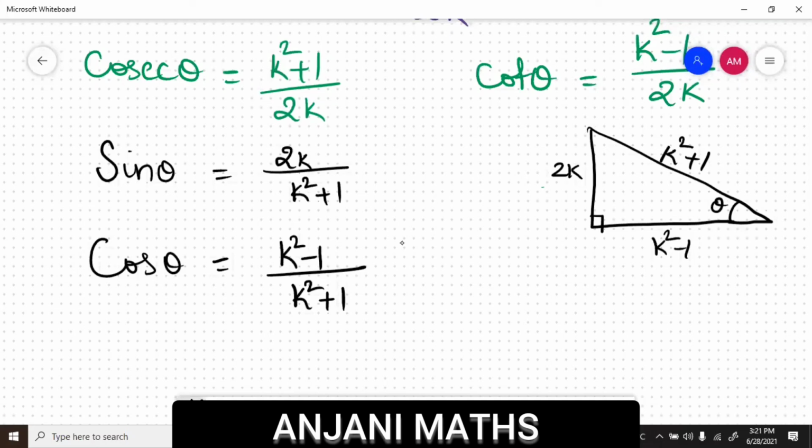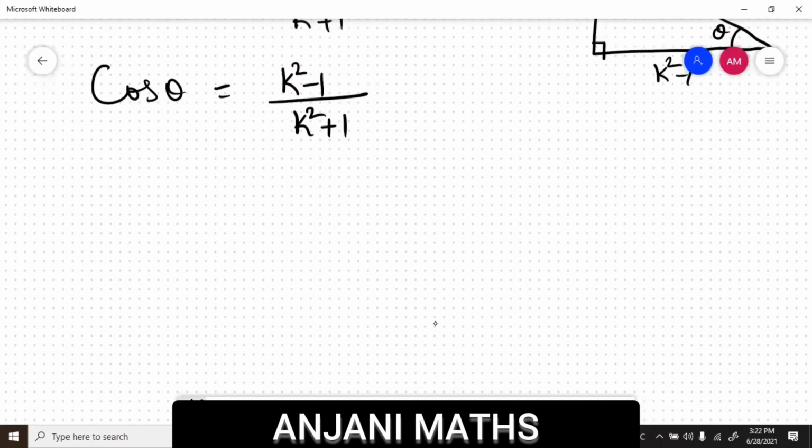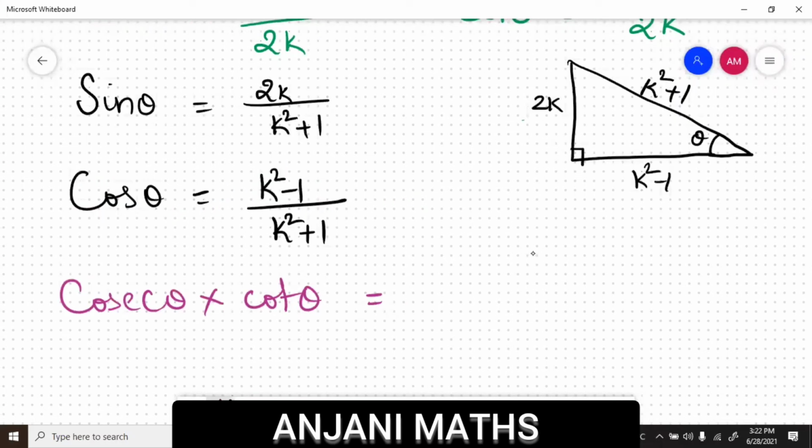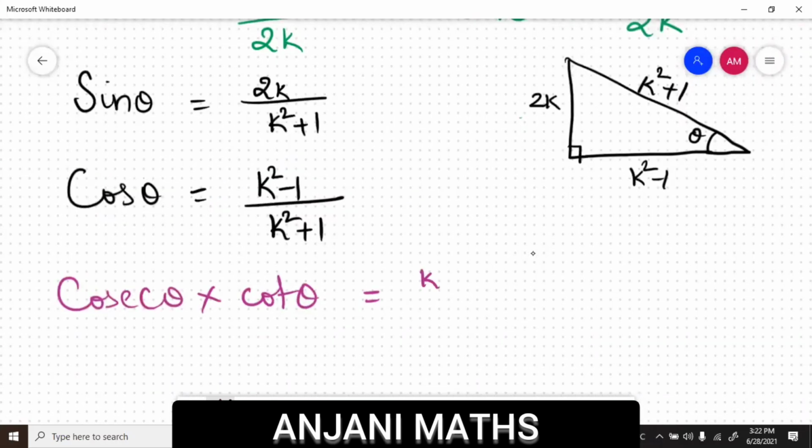Or, if we divide cot theta by cosecant theta, we also get cos theta. Let us see how. What is cosecant theta? k square plus 1 by 2k. What is cot theta? Adjacent side by opposite side.